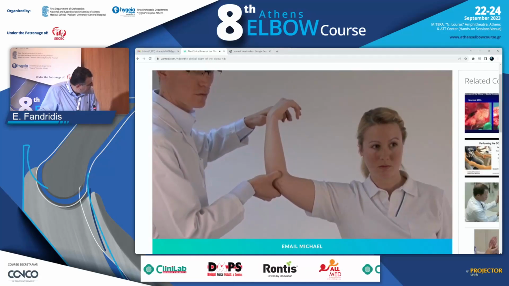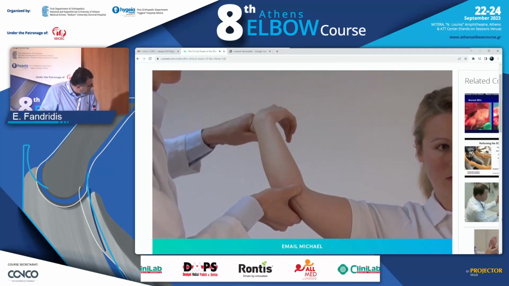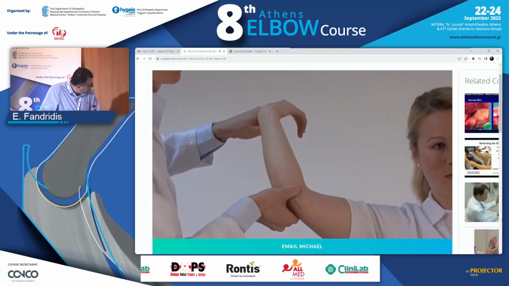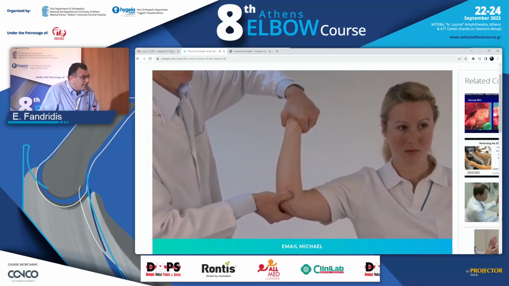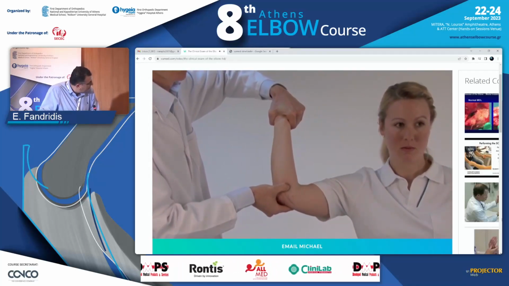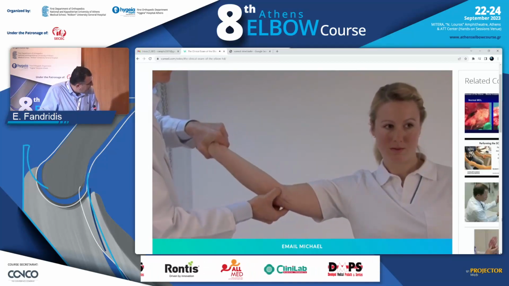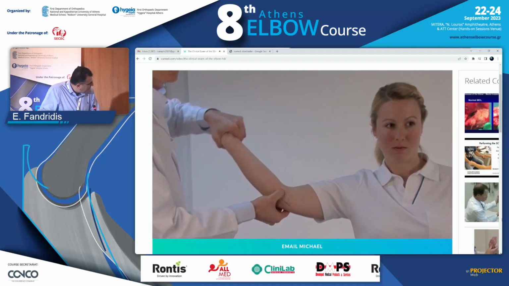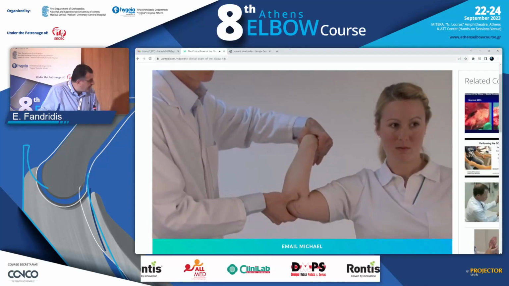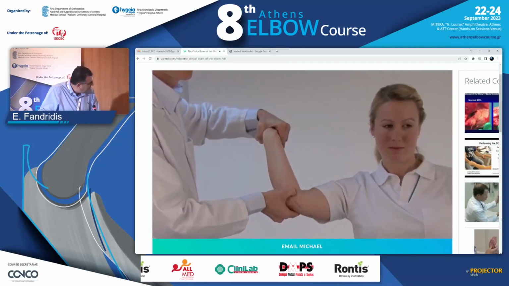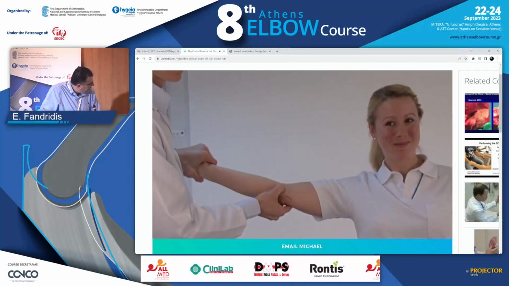This is the milking maneuver. The patient is sitting there. The thumb is grasped by the examiner. You feel the internal epicondyle, the medial epicondyle, the medial complex. The patient has pain when you stretch in a valgus position. And when you move the elbow during flexion and extension, you have the same test, but in a dynamic way. And this is called the moving valgus test for the medial epicondyle. You have pain in this range.